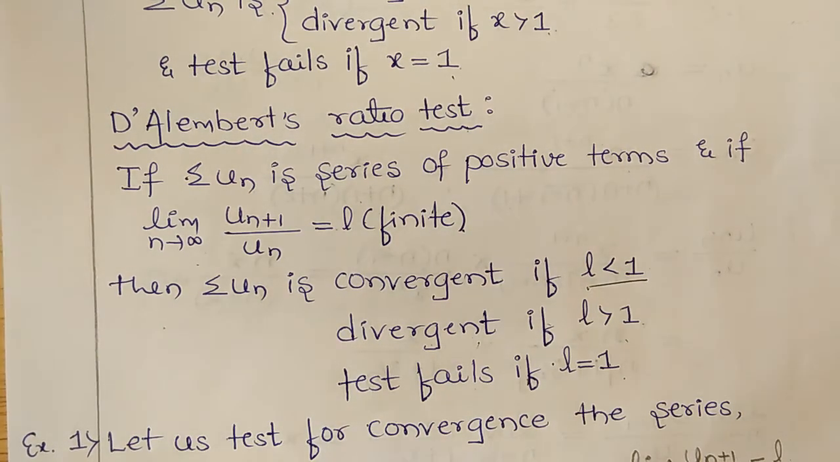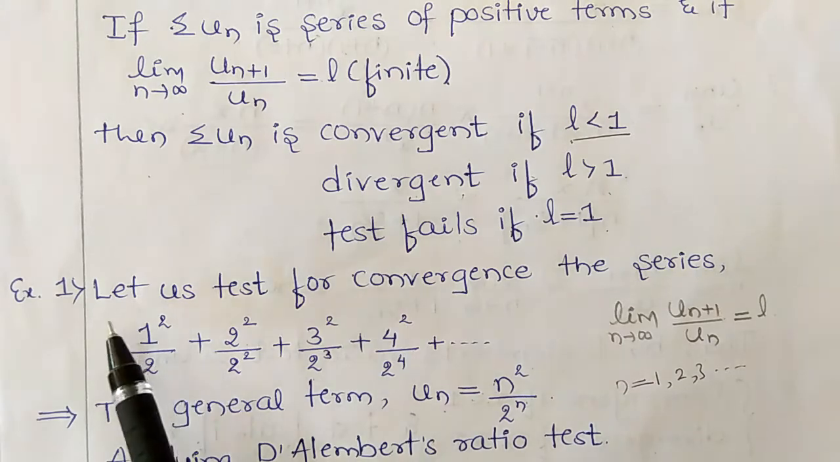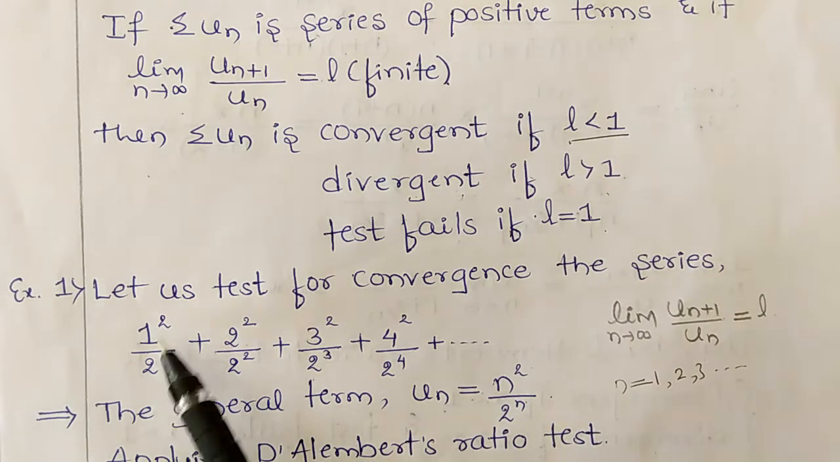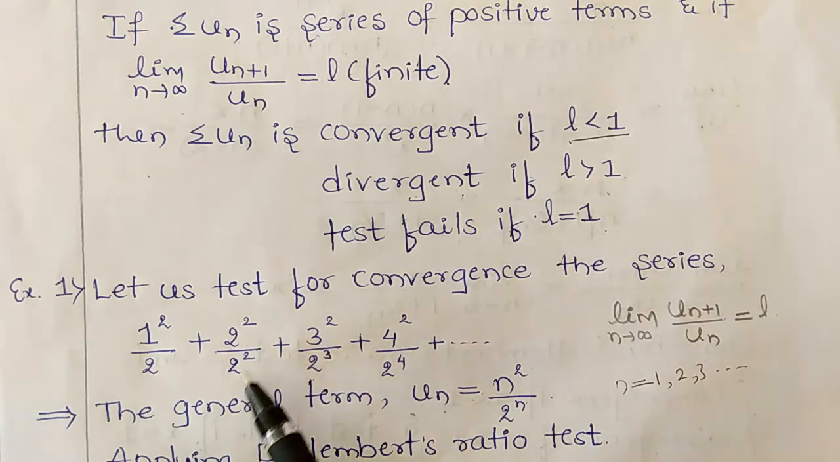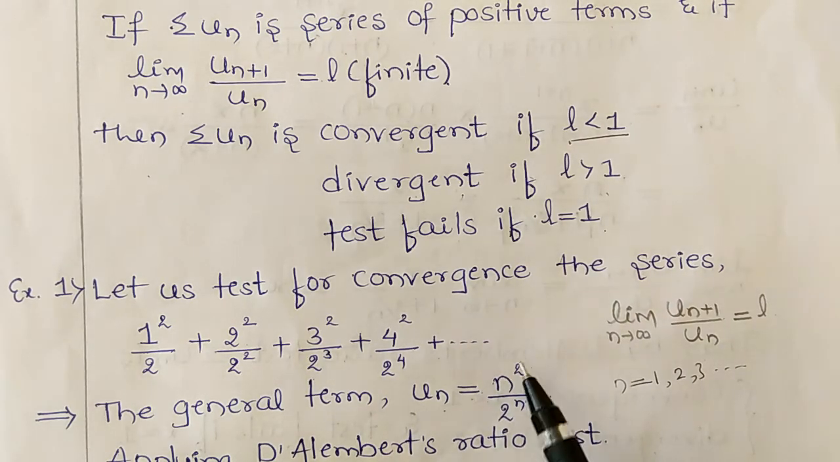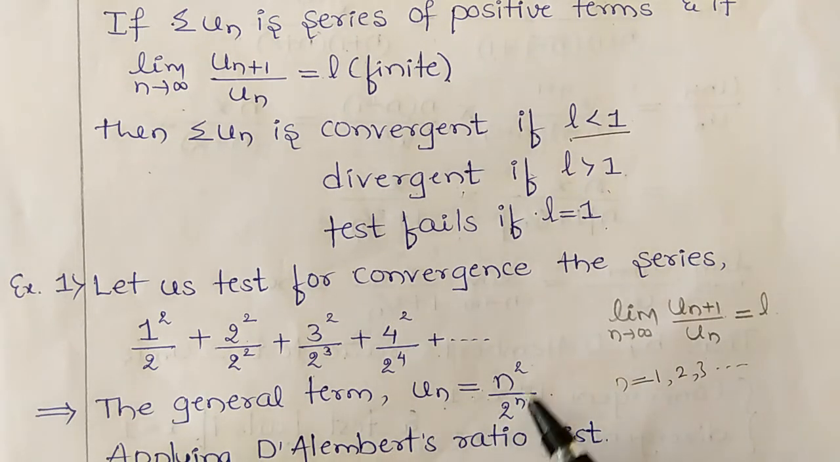Some examples on D'Alembert's ratio test. Let us test for convergence the series 1 square by 2 plus 2 square by 2 square plus 3 square by 2 cube plus 4 square by 2 raised to 4 plus and so on. Then the general term un is equal to n square divided by 2 raised to n.